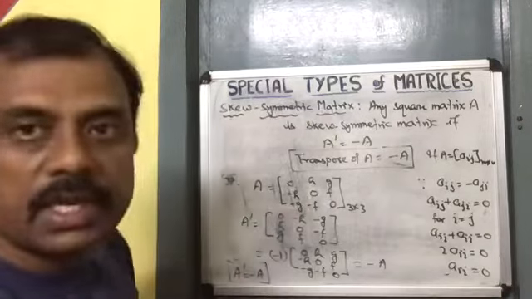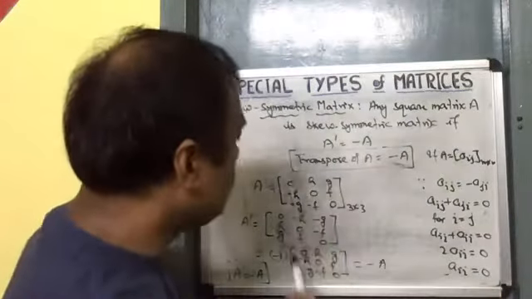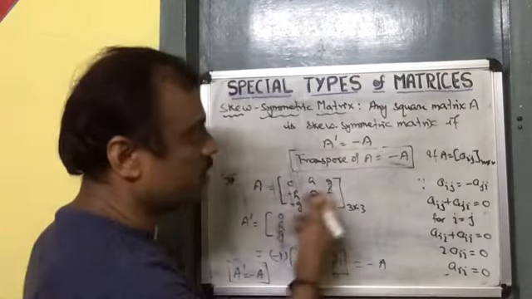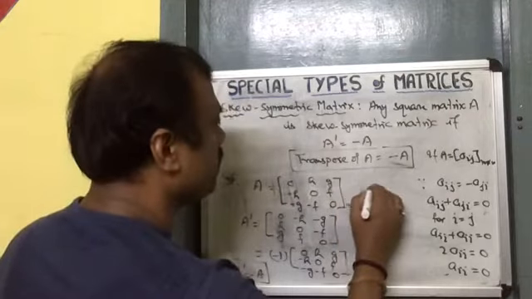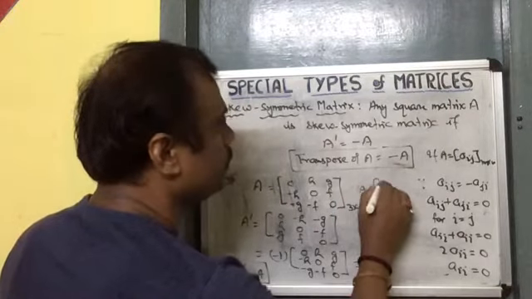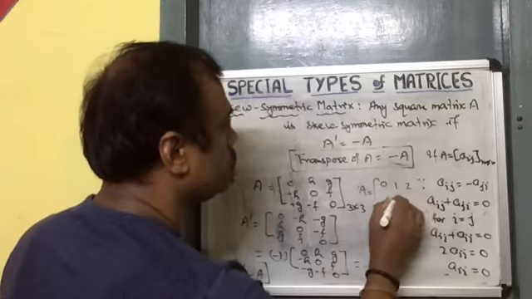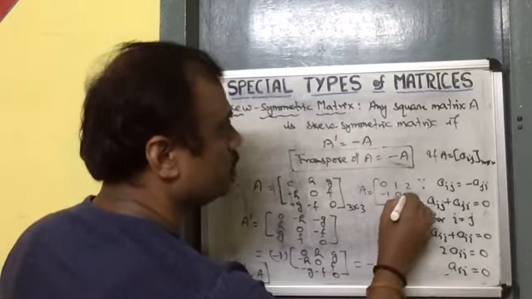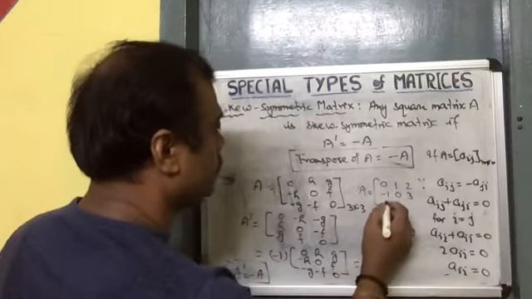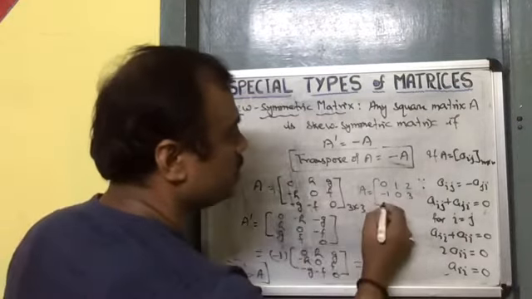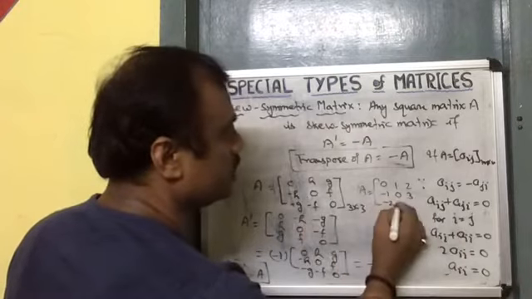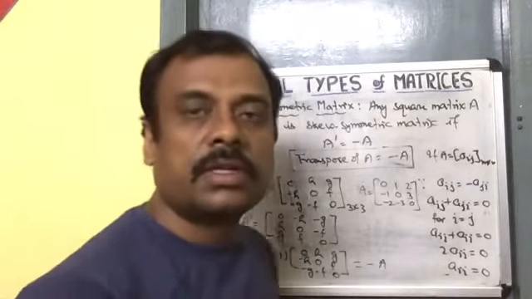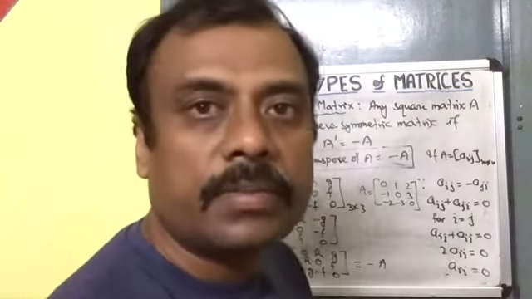So you can take any suitable values of H, G, and F, and then you will have a skew symmetric matrix. For example, if I take A equals to 0, 1, 2, then minus 1, 0, 3, then here minus G means minus 2, minus F means minus 3, and 0. This is a skew symmetric matrix. Let us go to discuss another type of matrix.